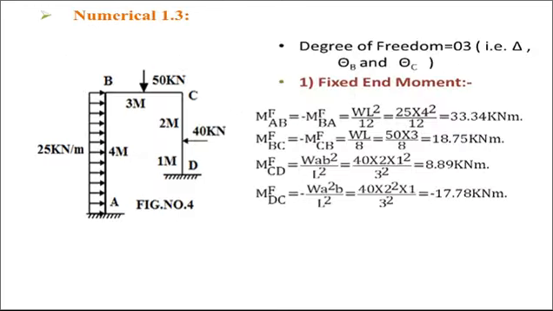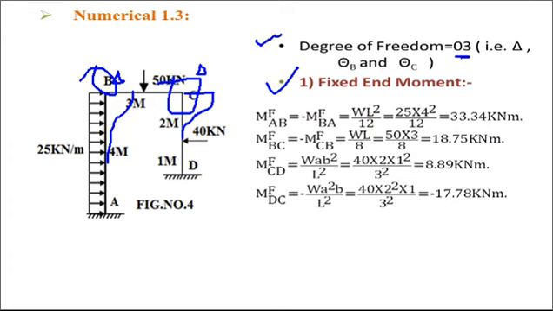Now first you have to find the degree of freedom. There is a rotation theta B, there is a rotation theta C, and also there is a translation. Because of that translation we have considered delta. So rotation at B, rotation at C, and delta. So 3 degrees of freedom.